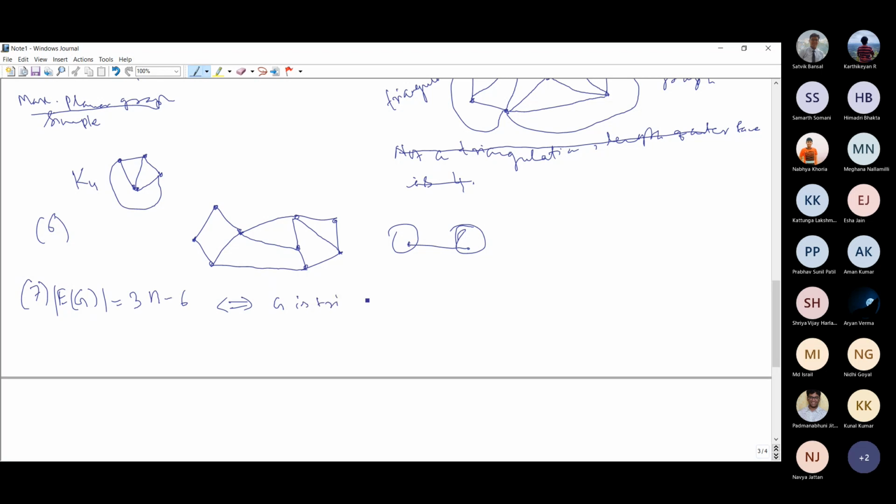triangulation, and if and only if this is maximal planar. So G is maximal planar. Whenever a graph is a maximal planar graph, it will be a triangulation, right? They are all equivalent. So can you prove that these three statements are equivalent?